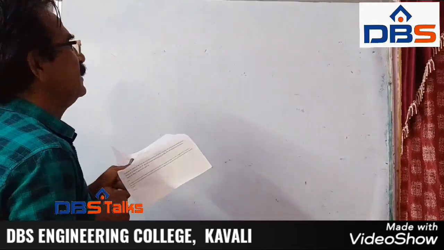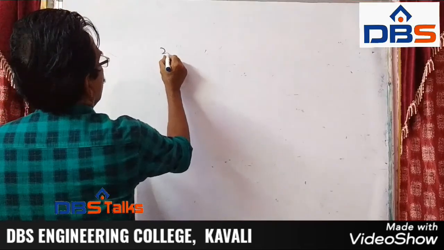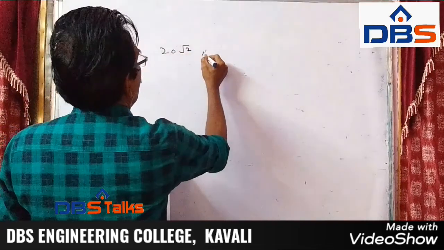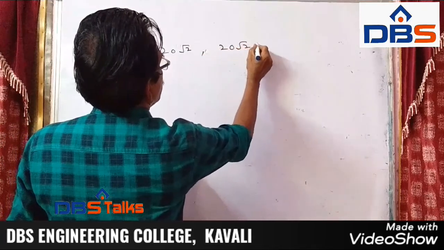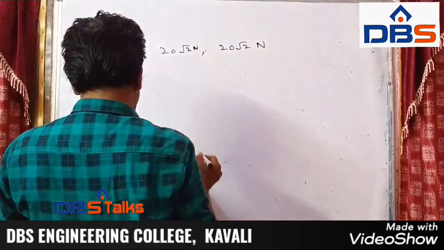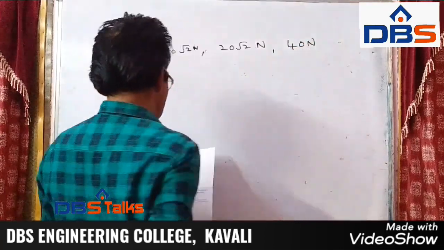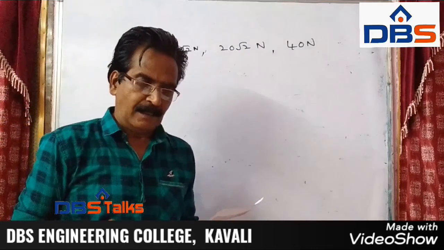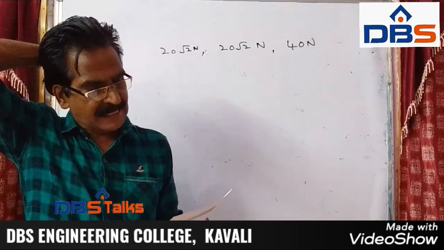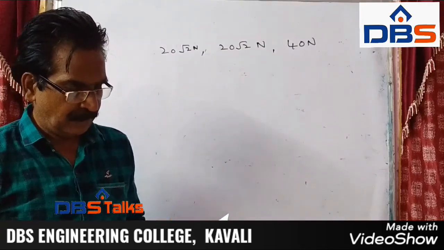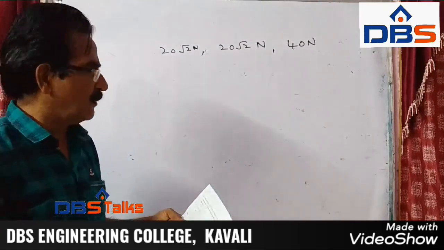Three forces, 20 root 2 newtons, 20 root 2 newtons, and 40 newtons, are acting along the x, y and z axis respectively on a mass of 5 root 2 kg at rest at the origin.